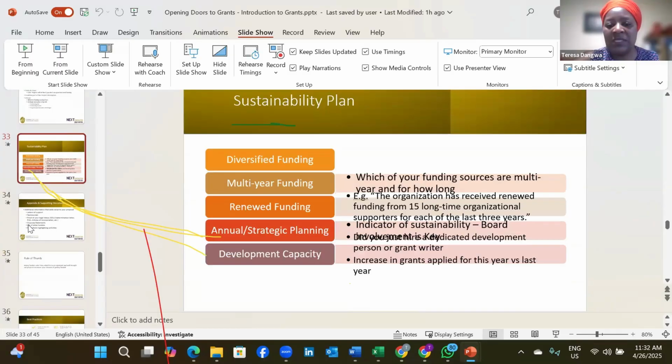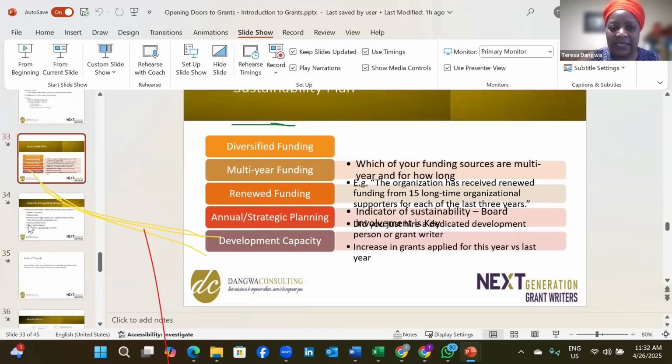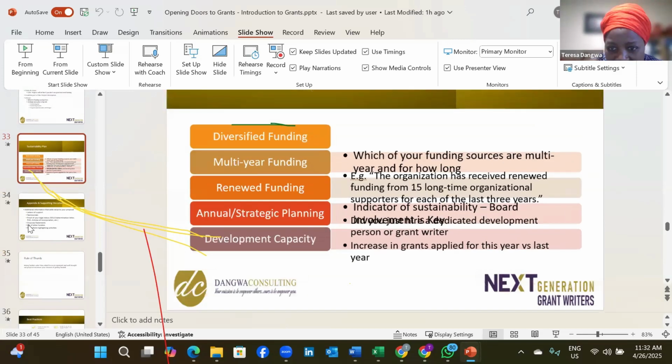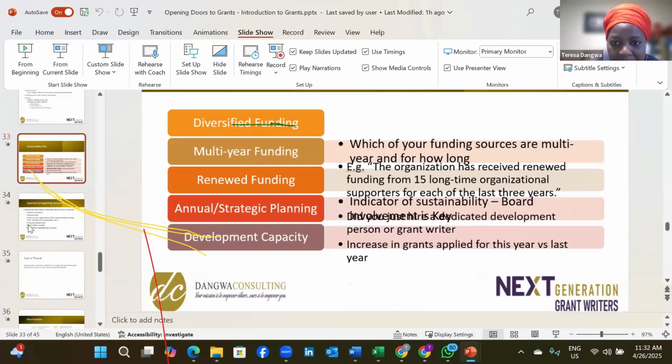So what does your sustainability plan need to look like? Diversify. I don't know why my stuff is jumbled up.